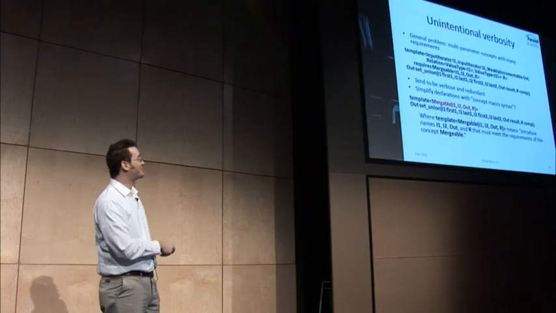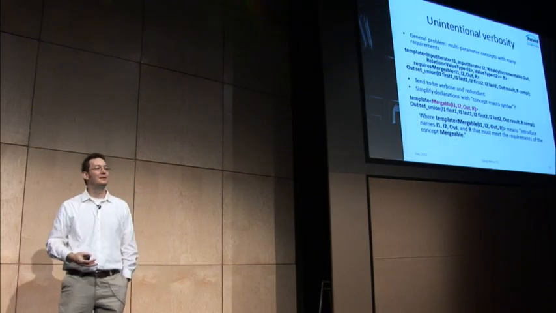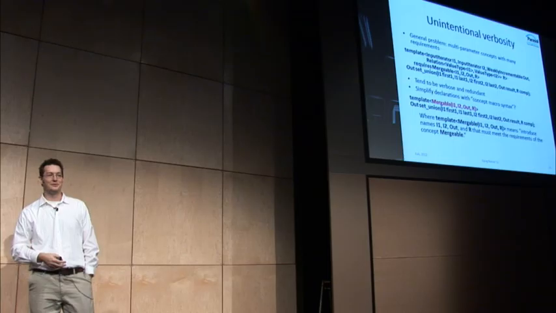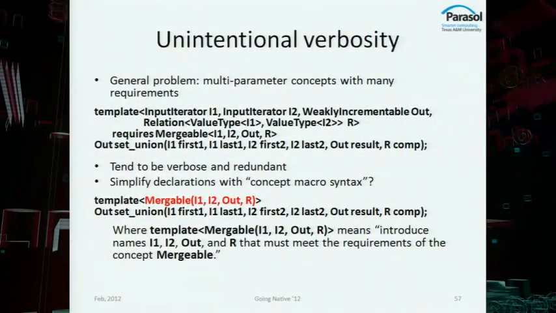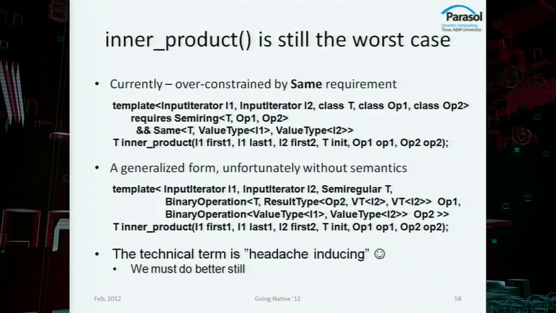So we could possibly use a concept like a macro to introduce the type names associated with that template. And this will automatically introduce the type names and constrain them exactly like you have above. It doesn't really fit with the rest of the language, so I'm not terribly thrilled about this particular syntax. Still working on that one. Inner product is still a problem.